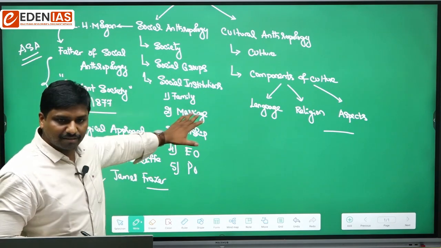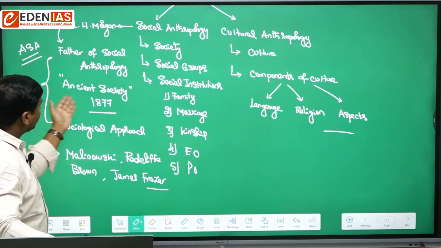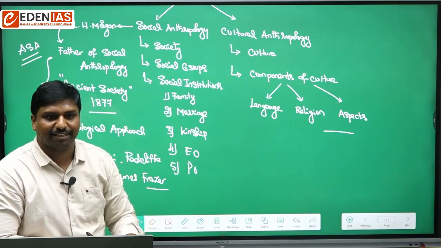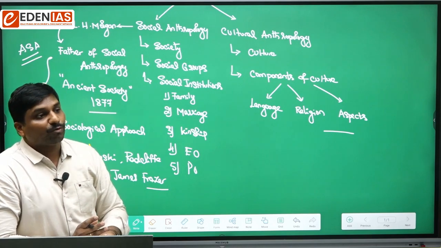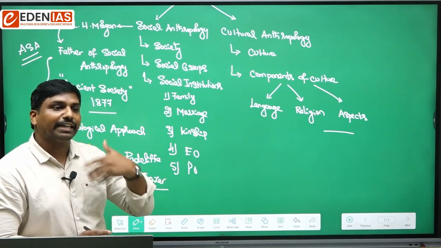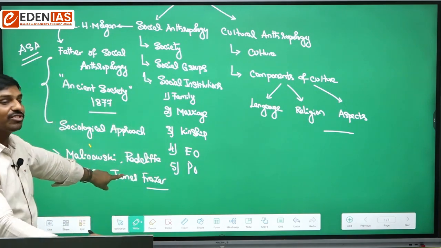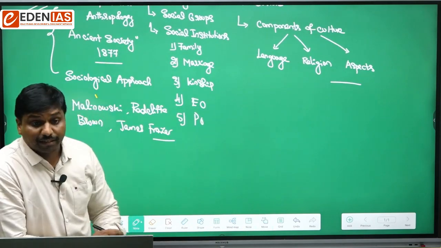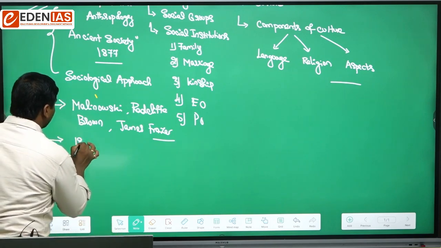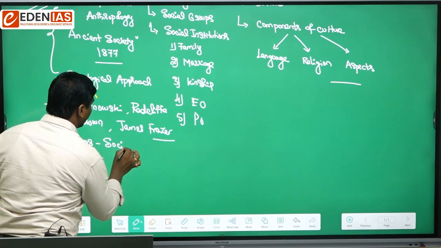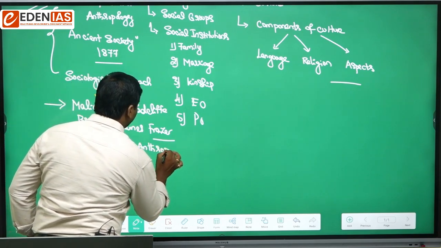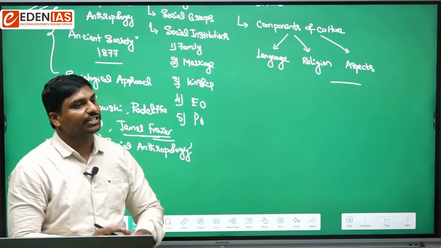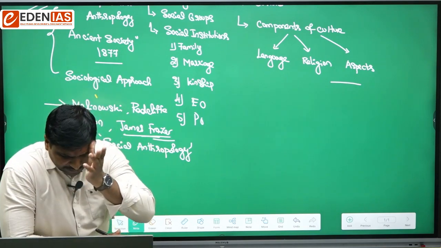In fact, by this time, when L.H. Morgan developed this concept, the sociological approach to study man, the word social anthropology had not been introduced yet. For the first time, the word social anthropology was coined and introduced by the scholar James Fraser in the year 1908. So that was one of the credentials of James Fraser. Are you getting that? That is one thing which you have to keep in mind.